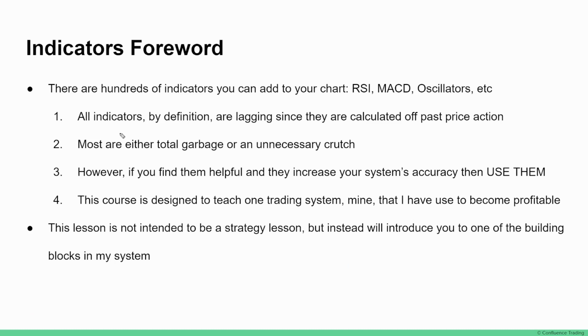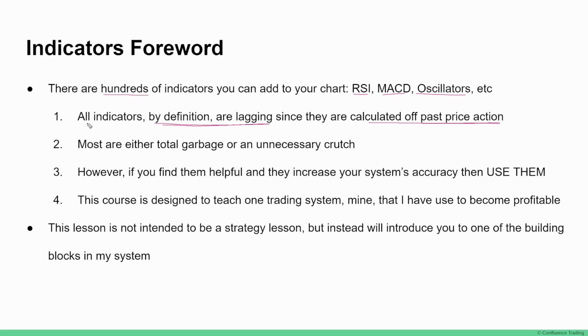Before we hop into each of the indicators that I do use, I want to give you a quick word of warning about indicators in general. There are hundreds of indicators you can add to your chart. You've got RSI, you've got MACD, oscillator indicators, you've got Bollinger Bands, etc., etc. The list goes on. All of these indicators, by definition, are lagging because they are calculated off past price action, okay? Indicators really don't tell you anything that's going on in that moment. For that, you need to get better at interpreting price action and volume analysis and some of the other tools that I'm going to teach you later in this course.